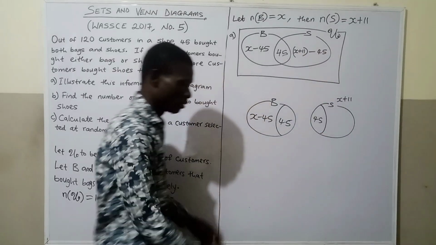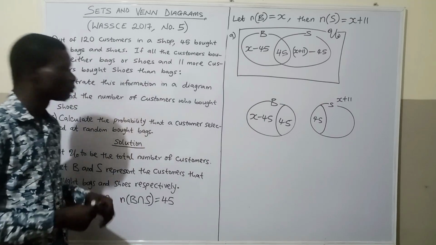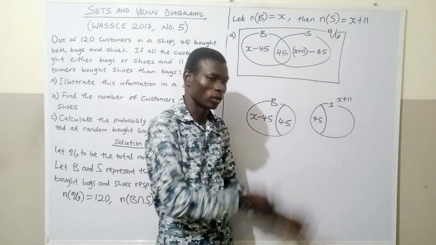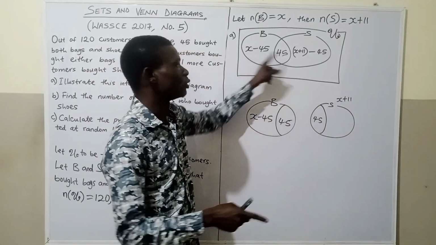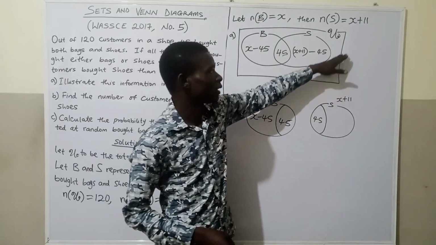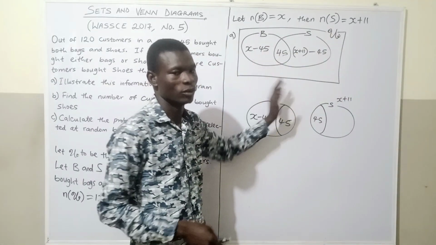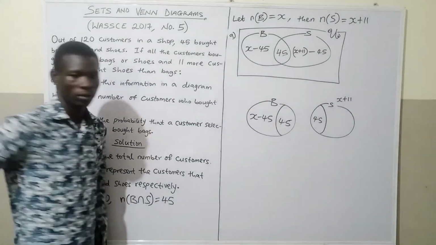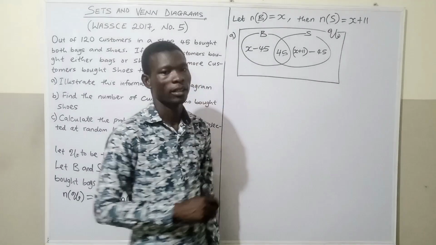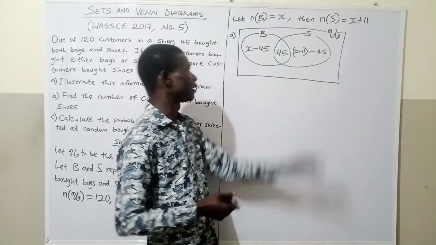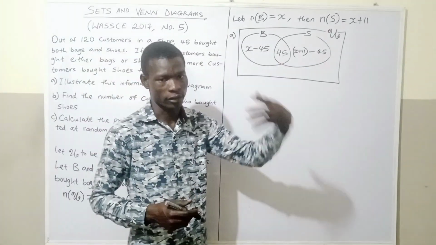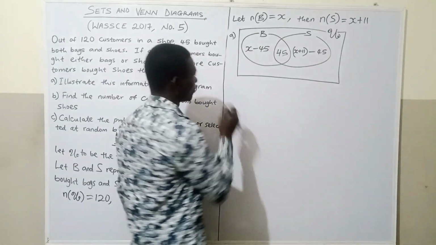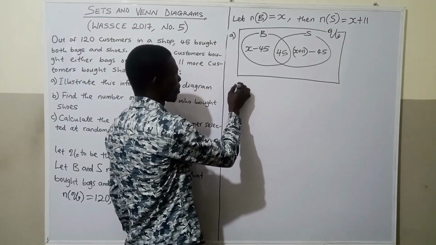So ladies and gentlemen, since there is no customer that was in that shop at that particular time that did not buy any of these two, this space outside the circle, inside the rectangle, will be empty according to the question. Having set up our Venn diagram, the next thing to do is to find the value of X. We proceed to solving for X as follows.